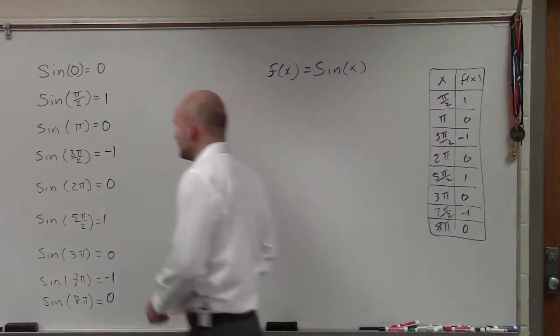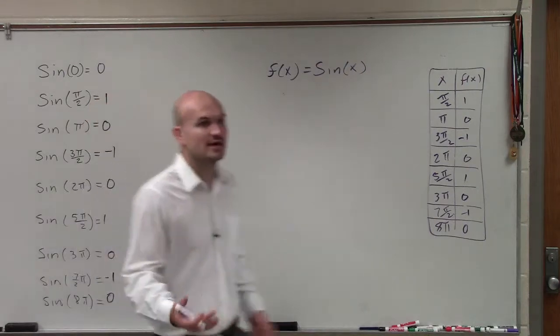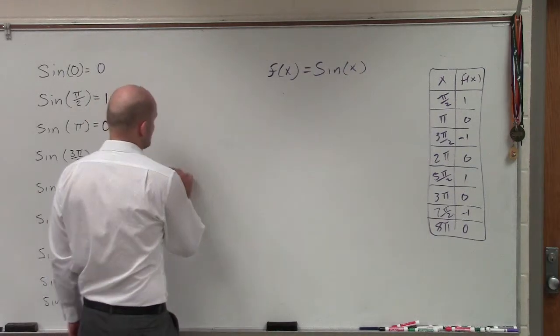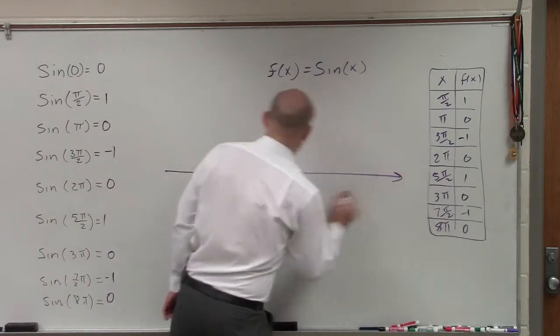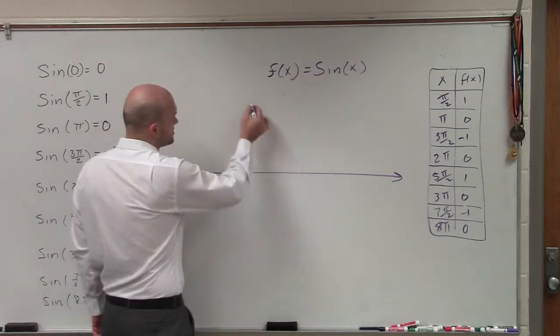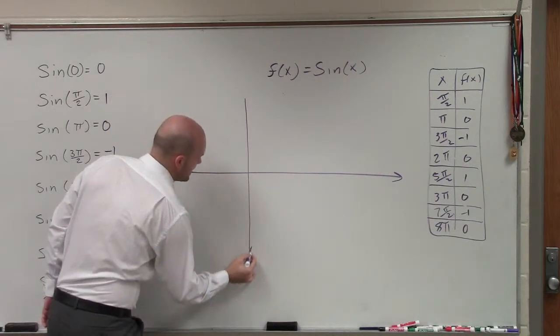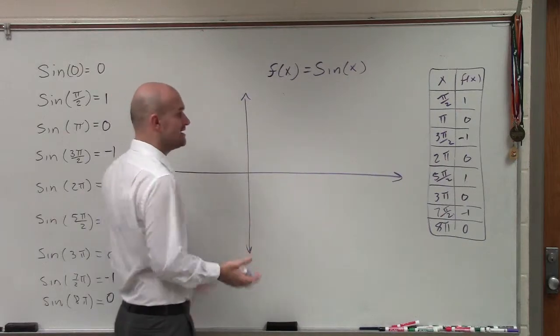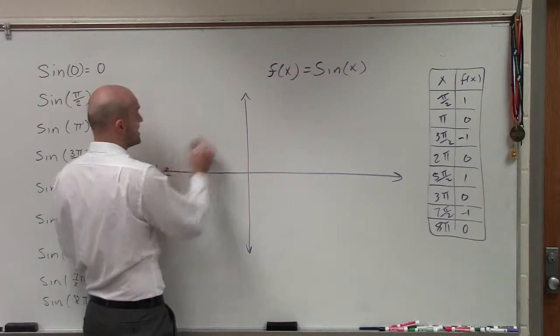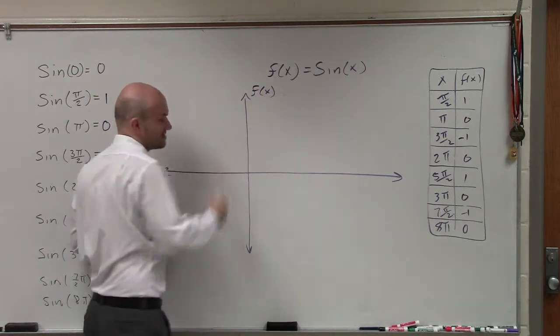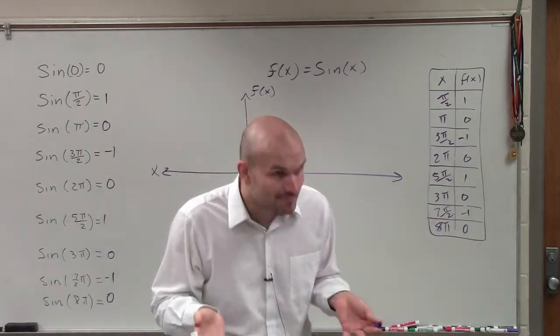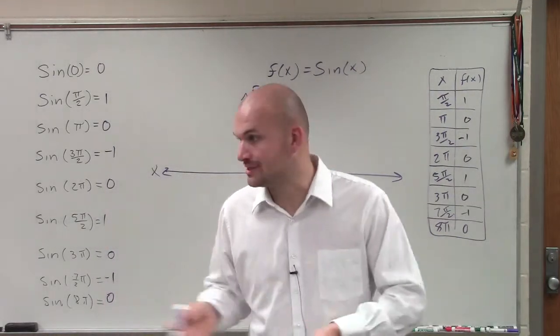OK. So what I'm going to do, ladies and gentlemen, is now create a graph. So let's take a look at this graph. Remember, just like anything else, guys, a graph has an x and a y axis. But in this case, we don't have an x and y axis. We have an x-axis and an f of x axis. Or better noted as an input and an output, right?